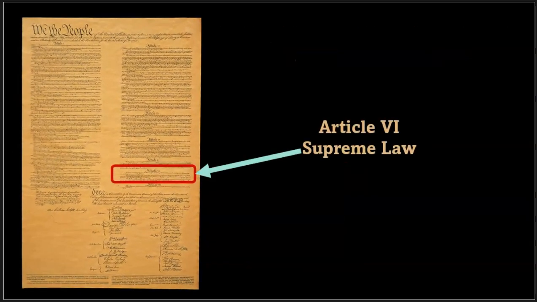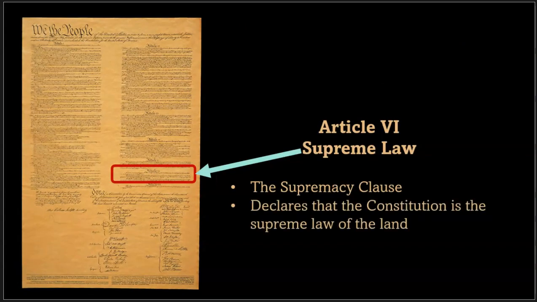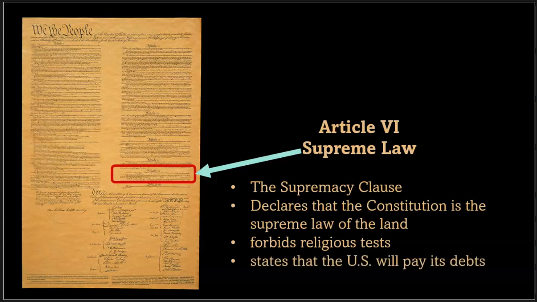Article 6 is basically the Supremacy Clause. This is the part of the Constitution that declares or says that the Constitution is the highest or supreme law of the country. This article also forbids religious tests, and what that means is our politicians do not have to practice a particular religion. There's no regulation about that. It also states that the U.S. will pay its debts. So Article 6 is called the Supremacy Clause for the most part. And then let's get to the last one.